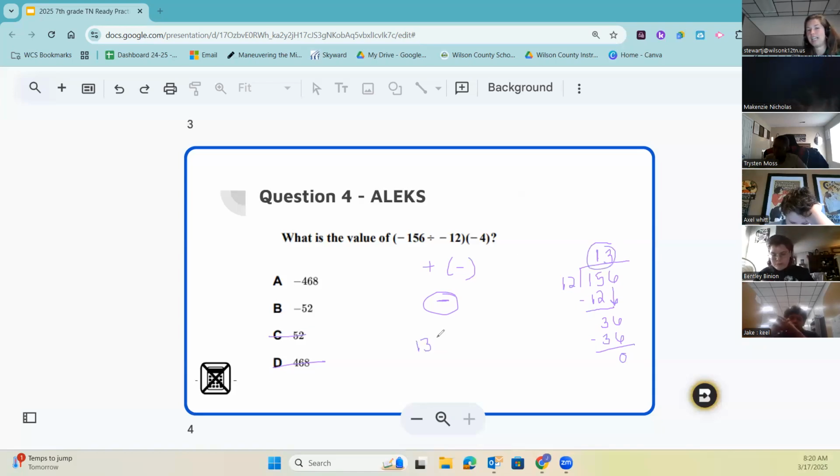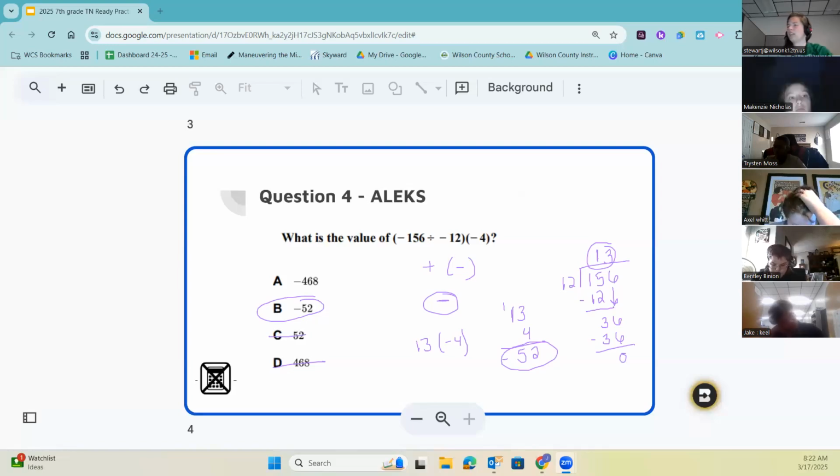So I have 13 times negative 4. Okay, again, I can do my multiplication here. 4 times 3 is 12. 2, carry my 1. 1 times 4 is 4. Plus 1 is 5. And again, a positive times a negative is a negative. So I get negative 52 exactly. B is my correct answer.